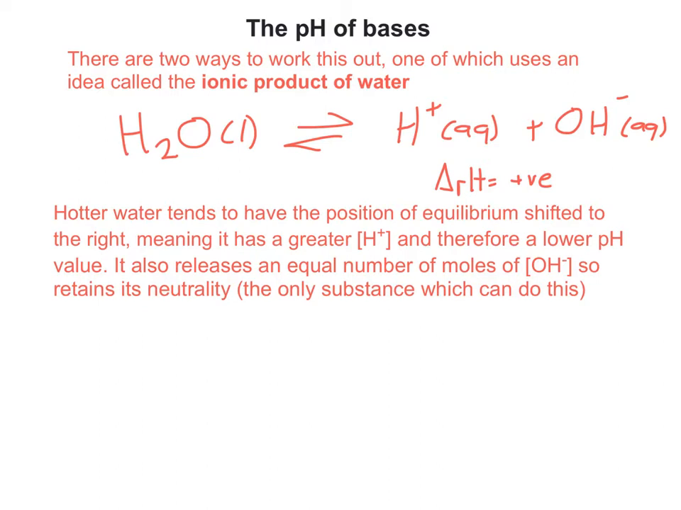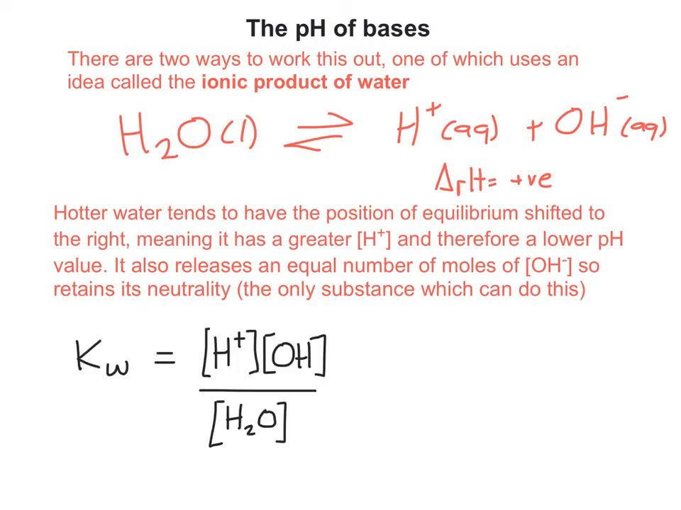But simultaneously it also releases an equal number of moles of OH-, so the extra H pluses are offset by extra OH minuses. So its neutrality is maintained. It's actually the only substance which can do this. So if we write a Kc expression for this equilibrium, you'll end up with something like what's at the bottom of the screen.